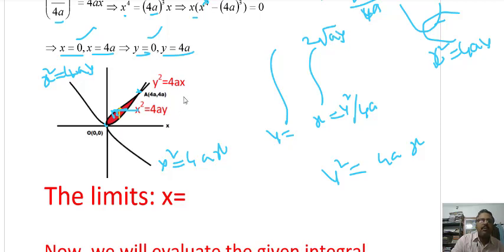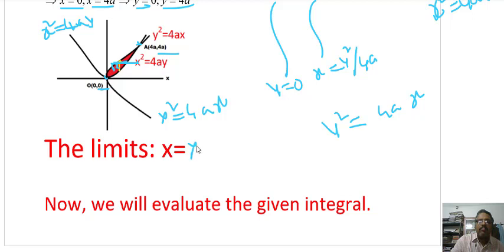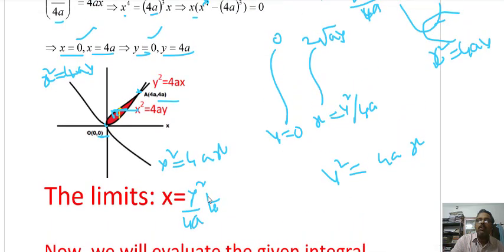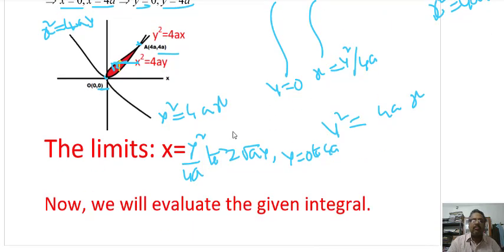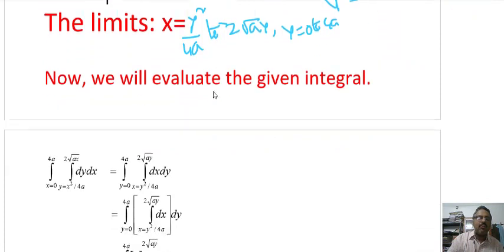Now, y limits we already discussed. Y limits here are 0 and 4a. So x limits are y square by 4a to 2 root ay, then y limits 0 to 4a. Now substitute all these limits in the integral. Now we will evaluate the integral.